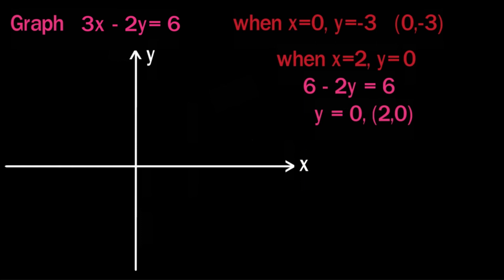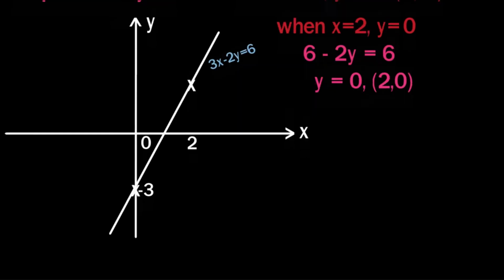So now we have x equals 0, and the answer is negative 3, which is one of the points. And when x equals 2, y equals 0 is another point. We connect the dots, and what we get is this straight line, 3x minus 2y equal to 6. So this is the graph.